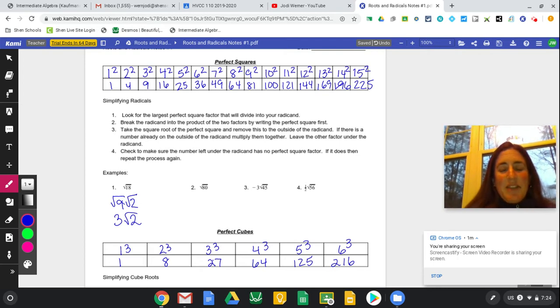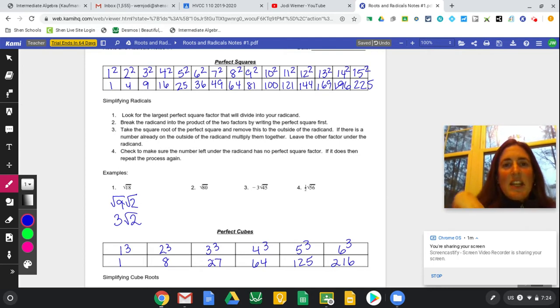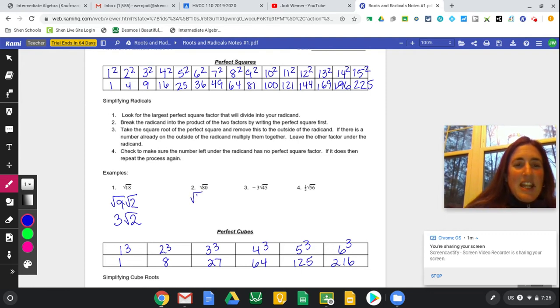Let's look at 80. Okay, so I'm going to say 80 falls between 64 and 81. 64 doesn't divide in, 49 doesn't, 36 doesn't, 25 doesn't, but 16 does. Jackpot. So 80 is 16 times 5. And sure enough, the square root of 16 is 4, so it's 4 radical 5.